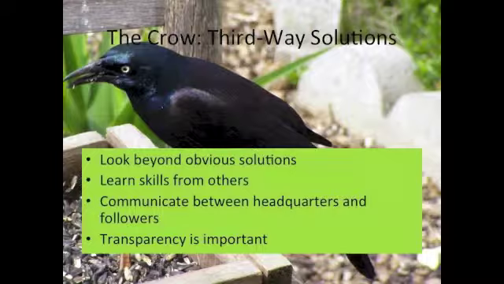Like the crow, global leaders must look for solutions that go beyond those that have been used before, or those that seem easy and obvious. They must be willing to use resources that others have avoided, and they must be willing to learn new skills from others. Global leaders must communicate well, and they must share information between headquarters and global followers. Perhaps the most important part about generating solutions is being transparent throughout the entire process. This includes transparency about assumptions and expectations of followers, and it involves transparency in the actions of the global leader.